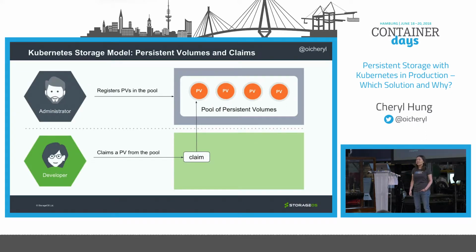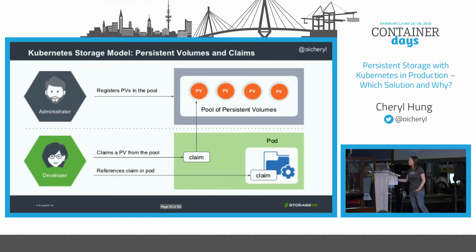And then a developer can write a persistent volume claim, which is a request for a certain amount of storage, and Kubernetes will match up the claim to one of the available persistent volumes, and then the developer references the claim in the pod, and that way that piece of storage is now associated with that container. Okay, so far so good.